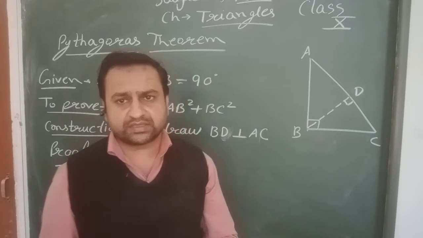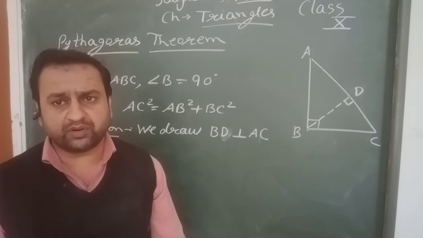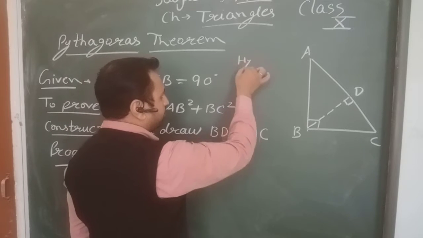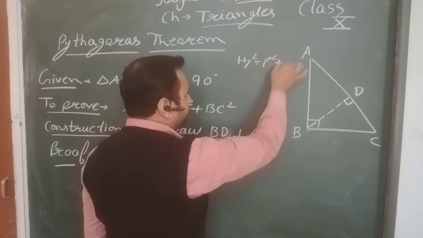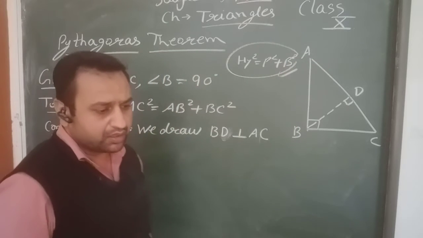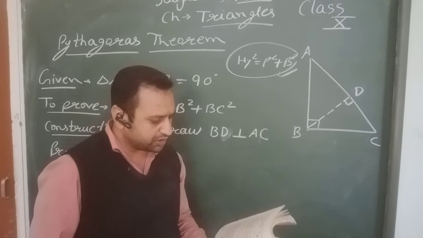Pythagoras theorem was already discussed in the previous classes. Pythagoras theorem is: hypotenuse square is equal to perpendicular square plus base square. Now we have to prove this theorem. It is the Pythagoras theorem, on page number 144.